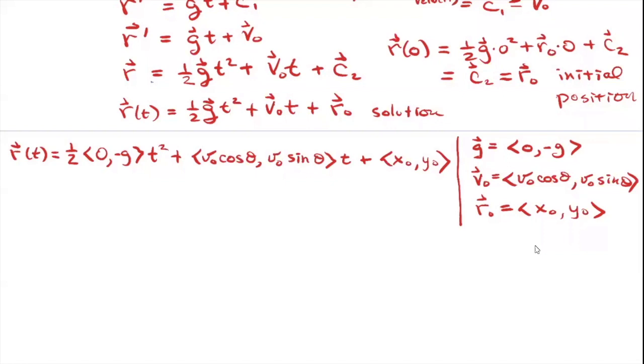Now we're going to combine these into one vector. So I'm going to do this in one shot here. r of t is going to be, in the first component, 1/2 times 0 times t squared, so that doesn't amount to anything. Then you have the v naught cos theta times t, so let's put that in here. Script v naught cos theta times t, plus the x component of the initial position, x naught, so plus x naught.